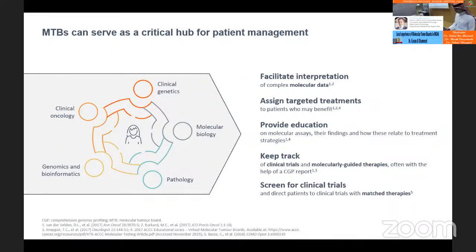They are a critical hub for patient management. They facilitate interpretation of complex molecular data. They assign targeted therapies to patients who may benefit, depending on the evidence level. They provide education, and this is important for us as physicians who would like to practice precision oncology. They give education on molecular pathways, molecular assays, and how these relate to therapy strategies. They describe complex genomic pathways and how to target those pathways. They keep track of clinical trials and they screen for clinical trials. Now, this is more applicable in the United States and Europe.